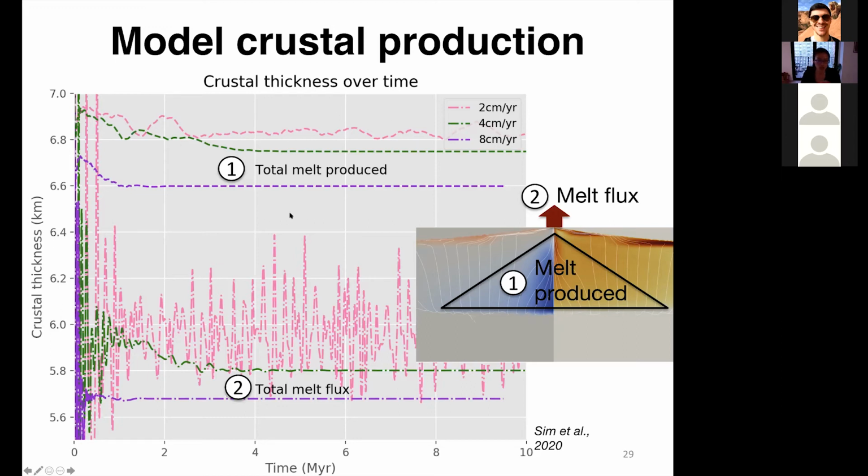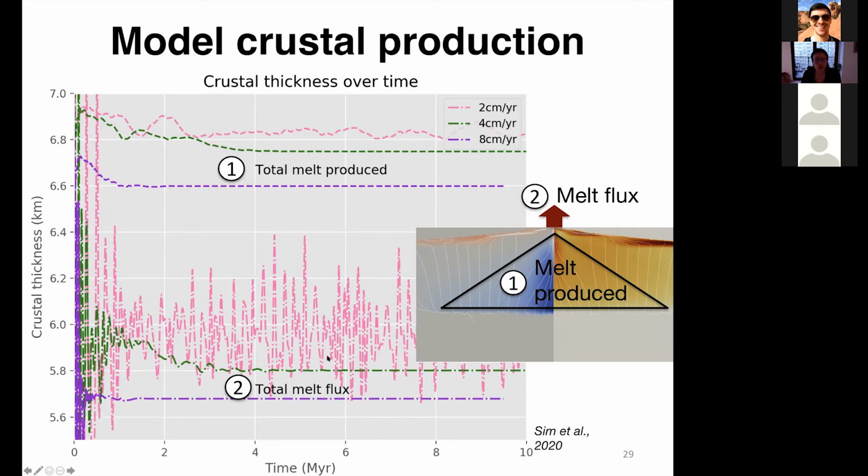The top panel shows the crustal thickness that we can expect from the total melt produced in some of these models. And the bottom is the crustal thickness expected from the total melt flux. You can see most of them settle into a quasi-steady state, so it gives a prediction of what the crustal thickness should be. And then you have this very wriggly pink line, and that's actually the model that was showing the porosity waves.